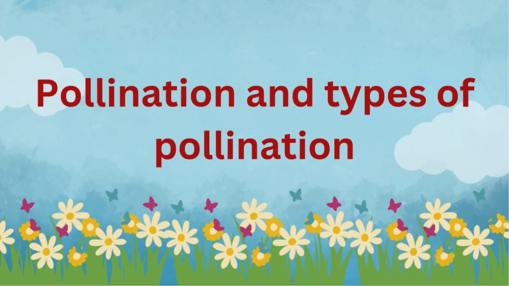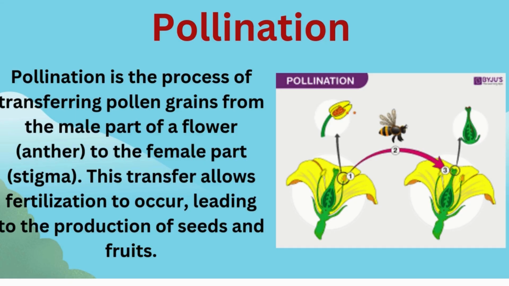Dear students, today our topic is about pollination and the types of pollination. So we discuss pollination. Basically, pollination is the process of transferring pollen grains from the male part of the flower, known as the anther, to the female part, known as the stigma. The transfer allows fertilization to occur, leading to the production of seeds and fruit.